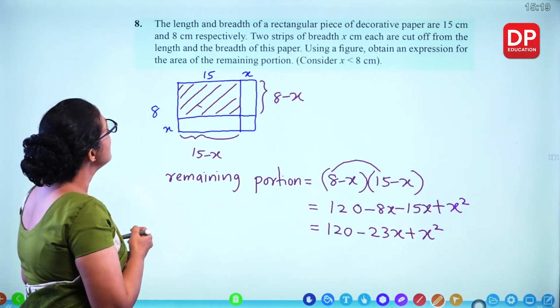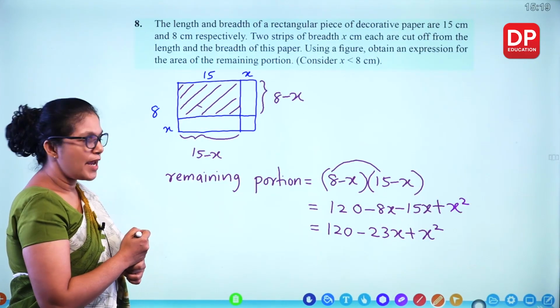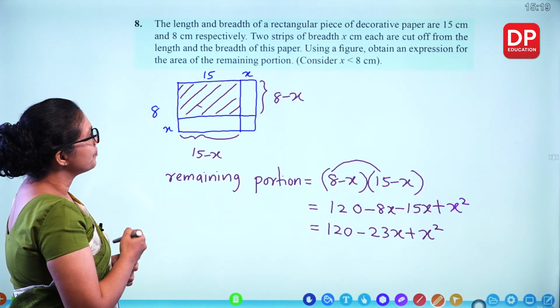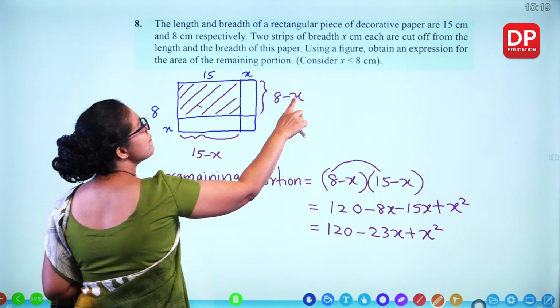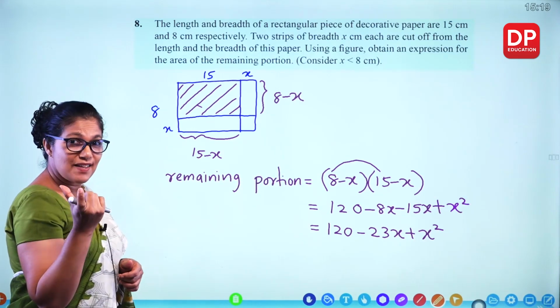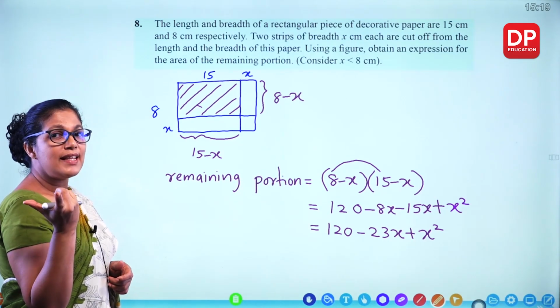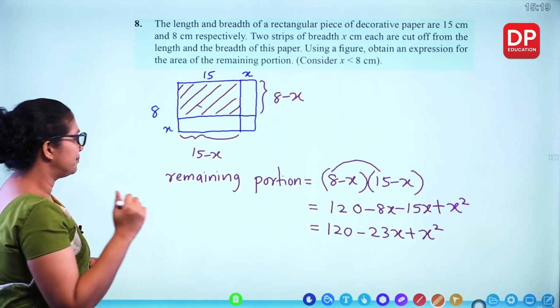So this is the area of the remaining portion. So consider x less than 8, which means if x is more than 8 you get a negative length. A rectangle's length cannot be negative.